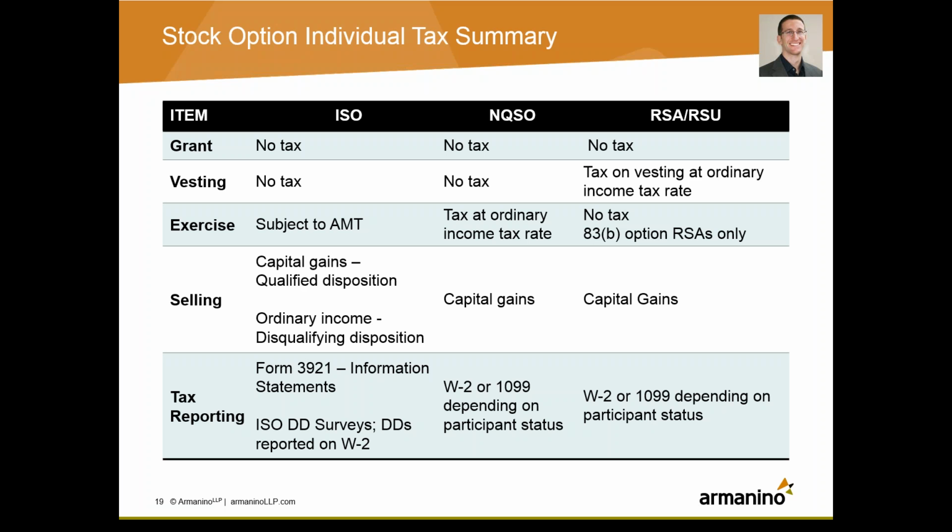On the non-qual side, you're going to have W-2 or 1099 income, depending on whether they're an employee or a non-employee. For restricted stock, so RSAs, restricted stock awards, or restricted stock units, there is a tax on the vest at the ordinary income tax rates. Again, no tax at vest if you do an 83(b), and then capital gains there, and W-2 or 1099 depending on the participant's employment status.